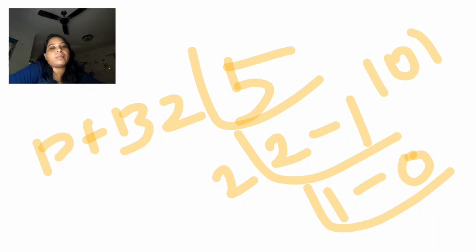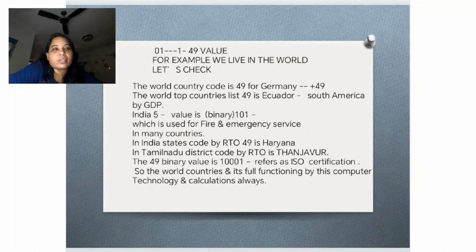You got this answer now? Yes. Now we can check. Here you can see the number is 5 and the binary value is 101. Where are we using this number? We use this number for fire and emergency service in many countries. All over the world, 101 is used for fire and emergency service.